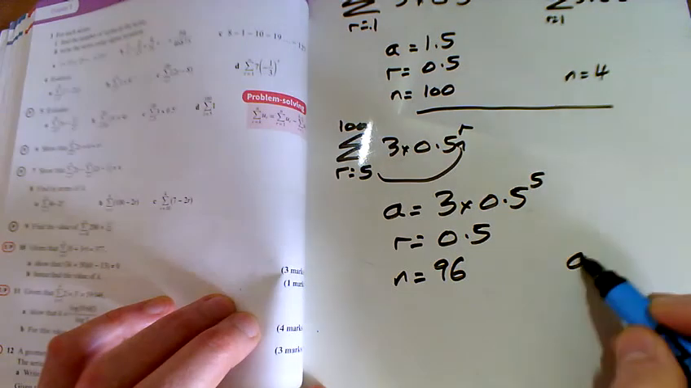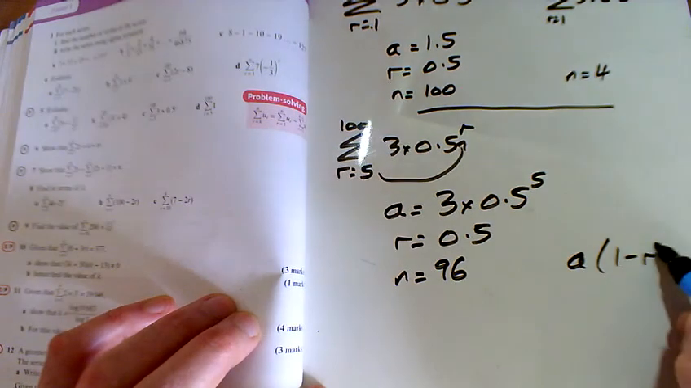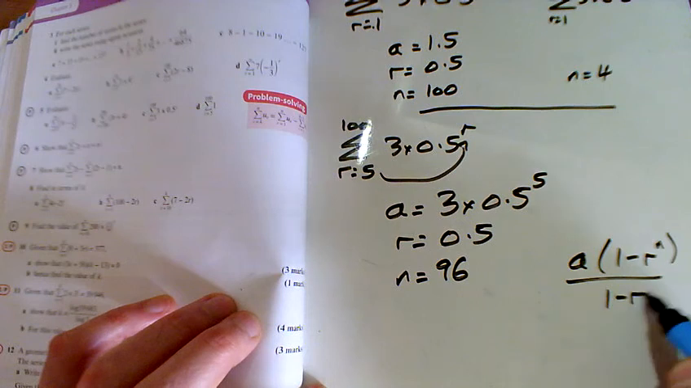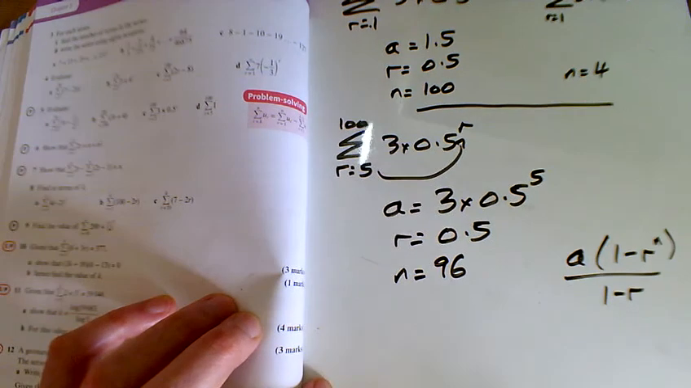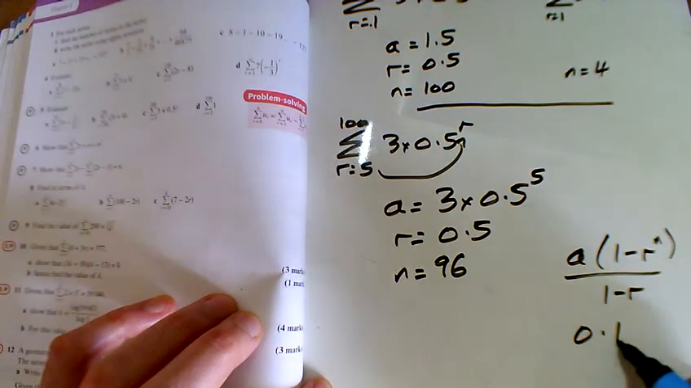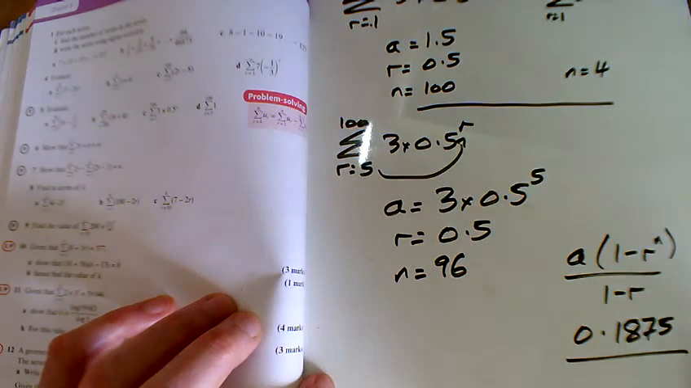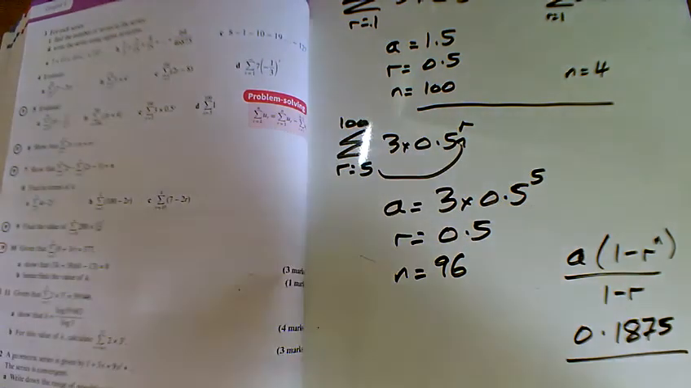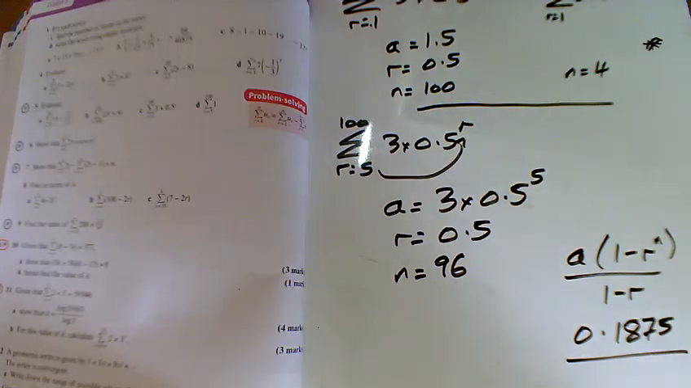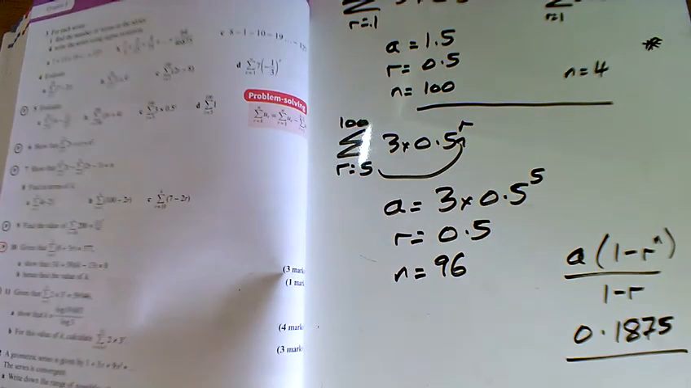Put that into your a times 1 minus r to the n, all over 1 minus r formula, and you can get the answer, 0.1875. Well, either way is perfectly fine. This way is a little bit clever, and we use that sometimes in some problem solving methods to do those.